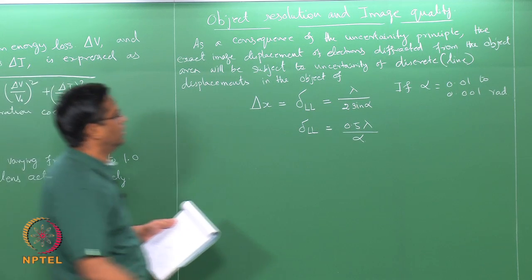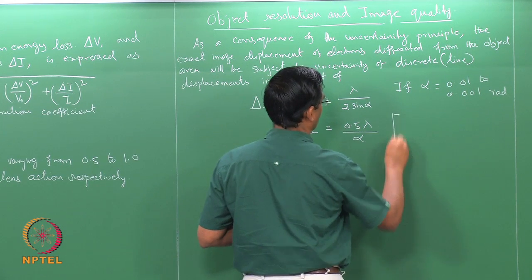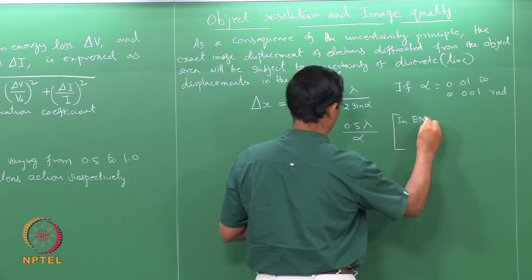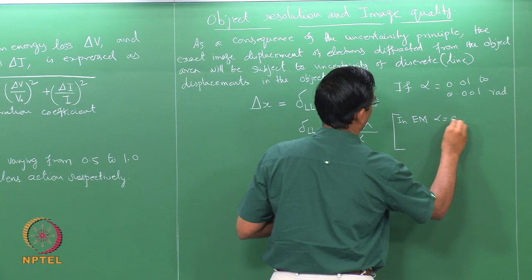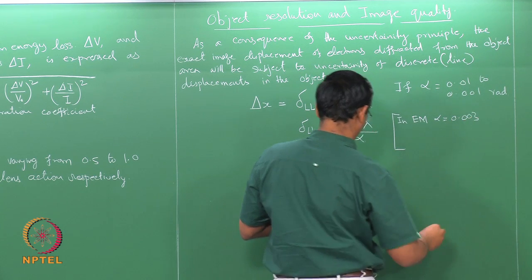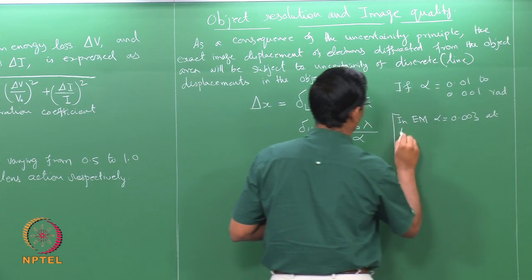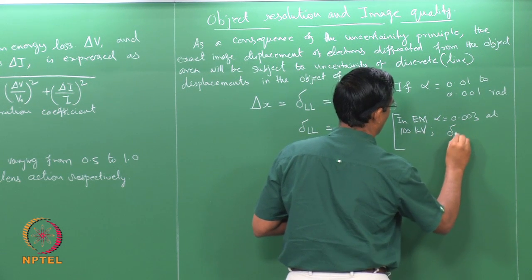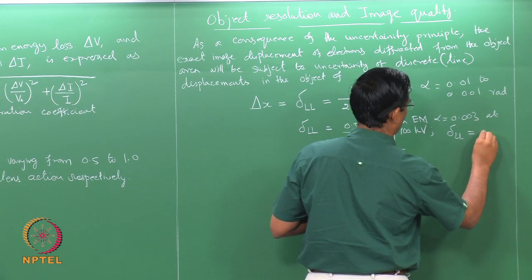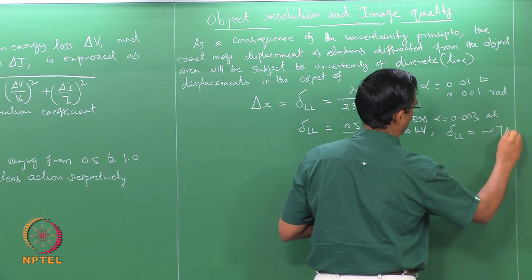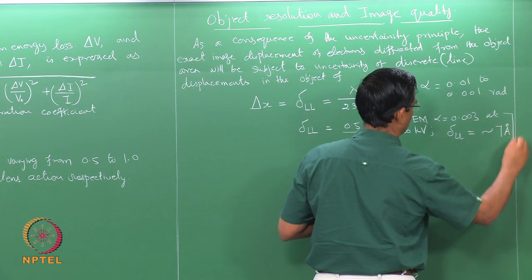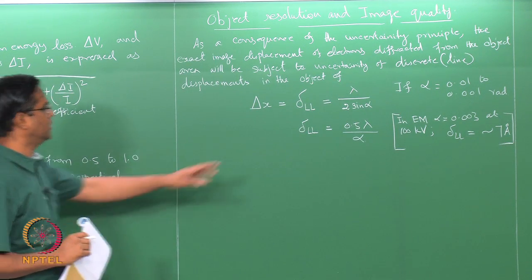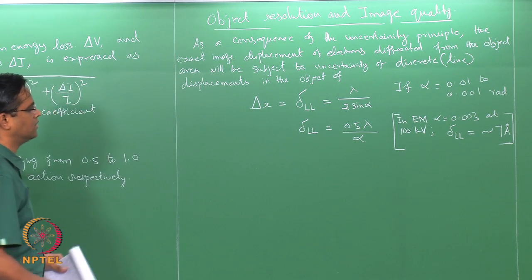For example, you can write in a typical electron microscope, alpha is 0.003 at 100 kV, your delta LL could be roughly about 7 angstrom. This is to give you an idea, a typical case where you see that delta LL, how to appreciate this.